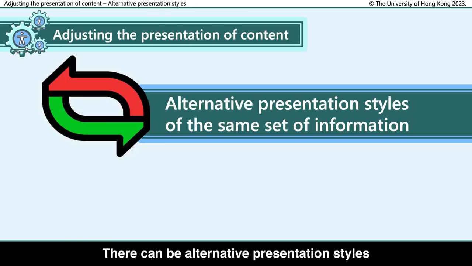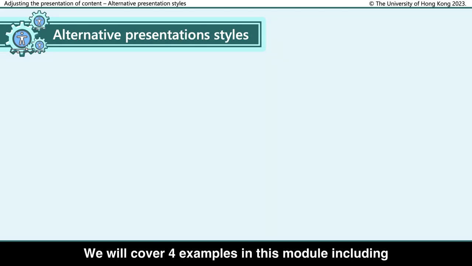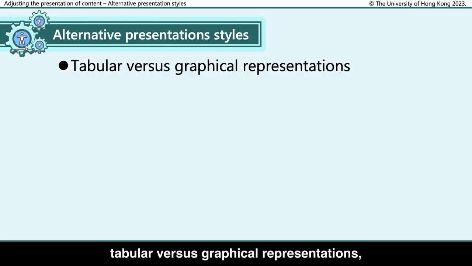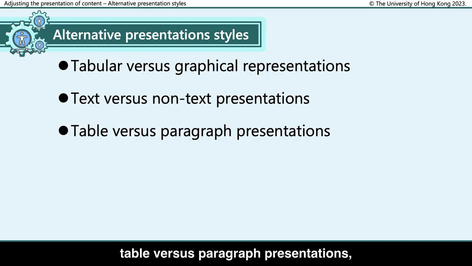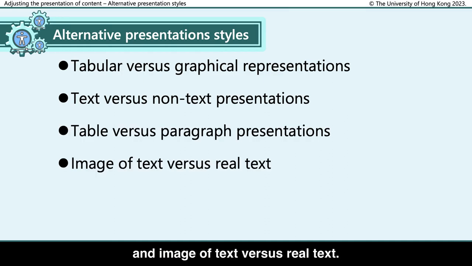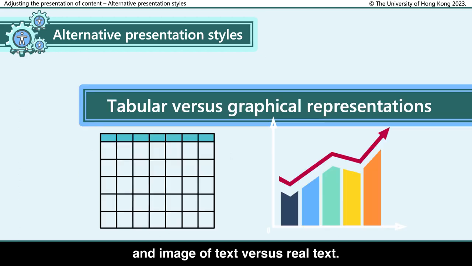There can be alternative presentation styles of the same set of information to cater to the diverse learning styles of learners. We will cover 4 examples in this module, including tabular versus graphical representations, text versus non-text presentations, table versus paragraph presentations, and image of text versus real text.